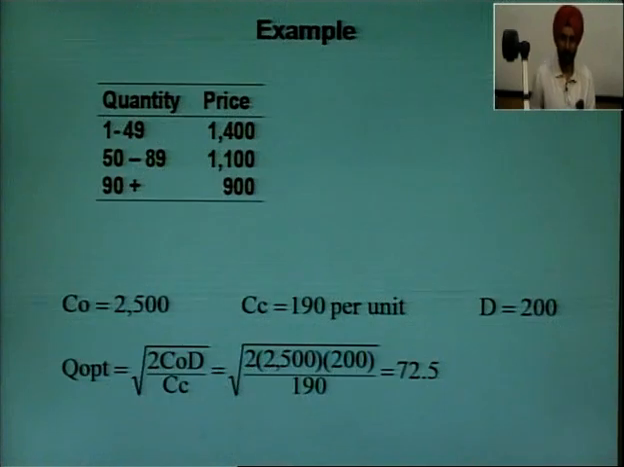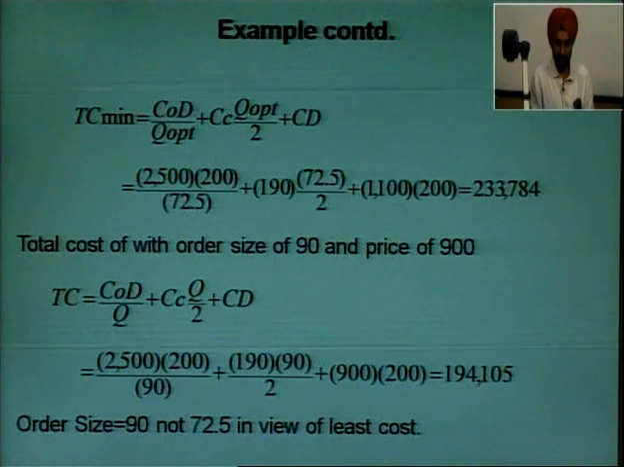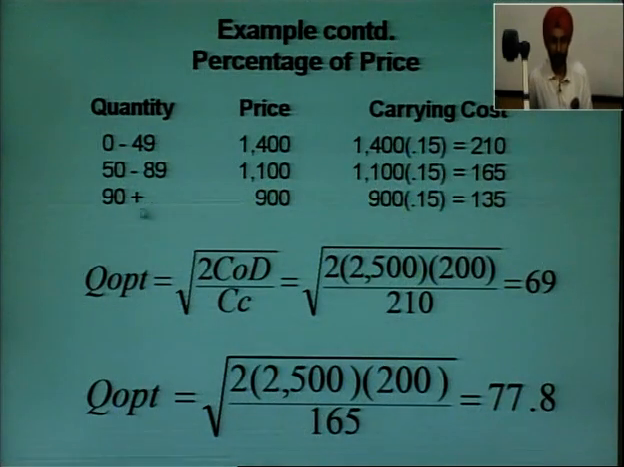So, what we have done here: first of all, we found the Q optimum, then we saw in which slab it lies, and then putting the value there, we found out the total cost. Then we went to the minimum of the next higher slab. Why the next higher slab? Because the price will again be reduced. Whether we buy 90 or more than 90, we are going to get 900. So, why buy more than 90? Because we would be adding more to the carrying cost. That is why we have considered 90.